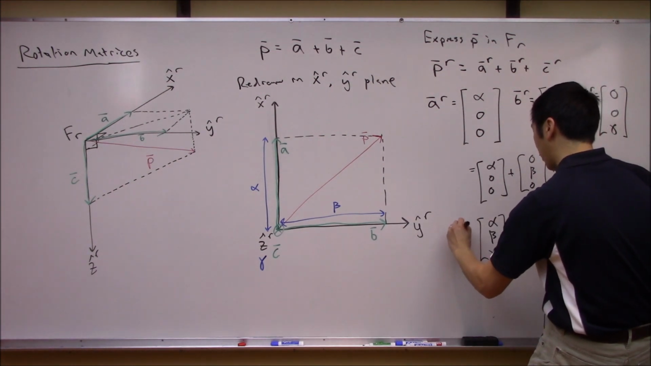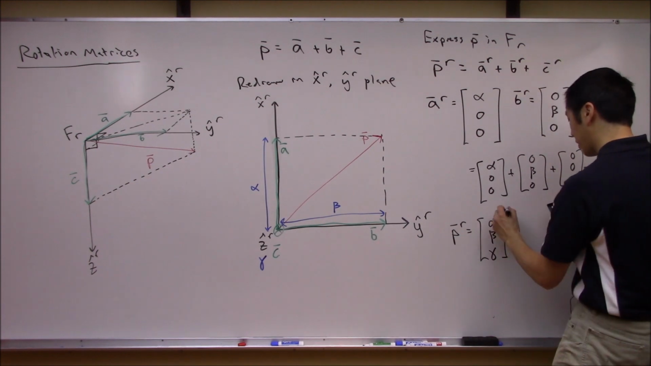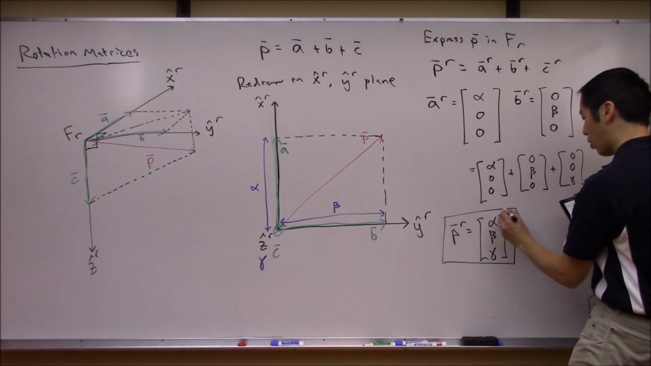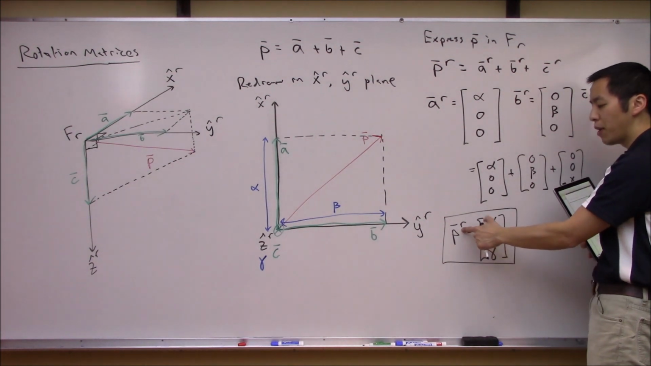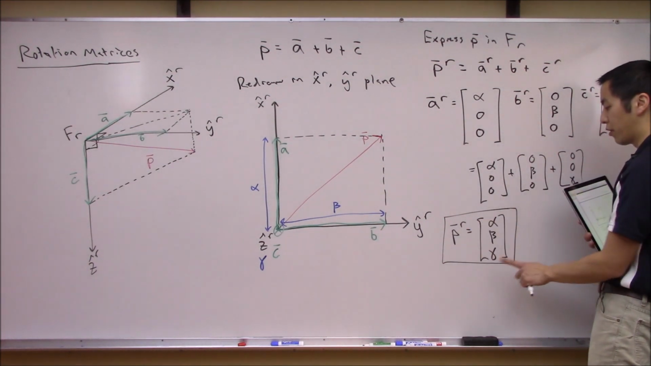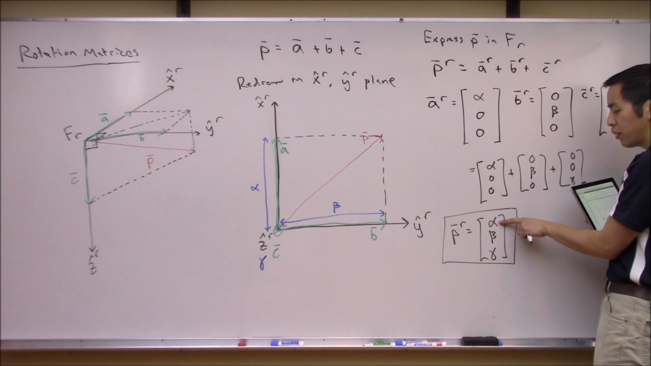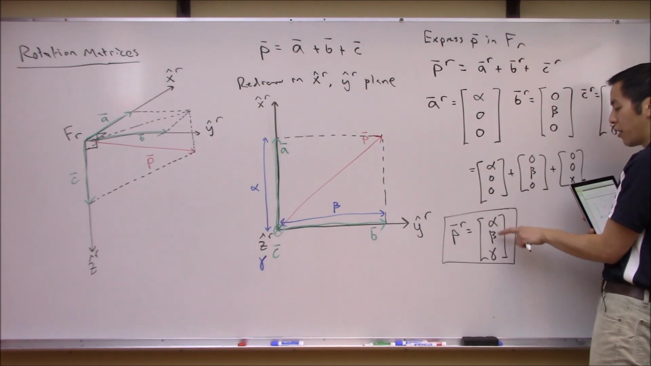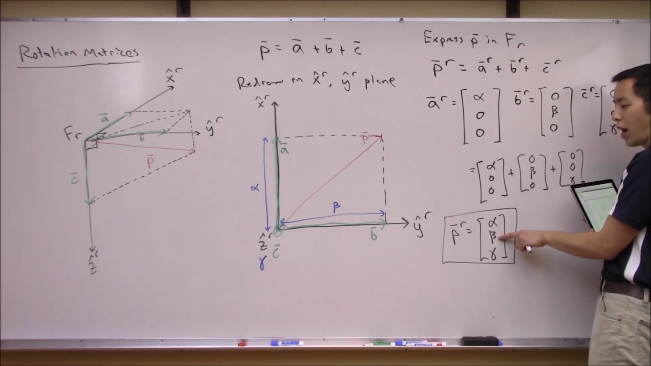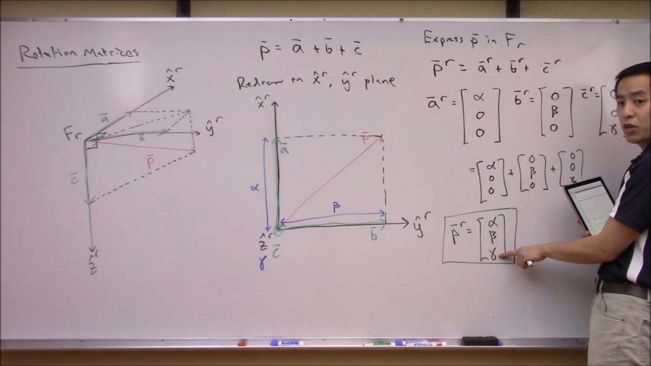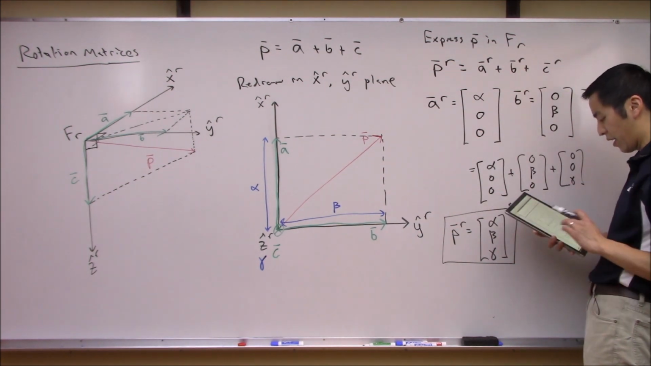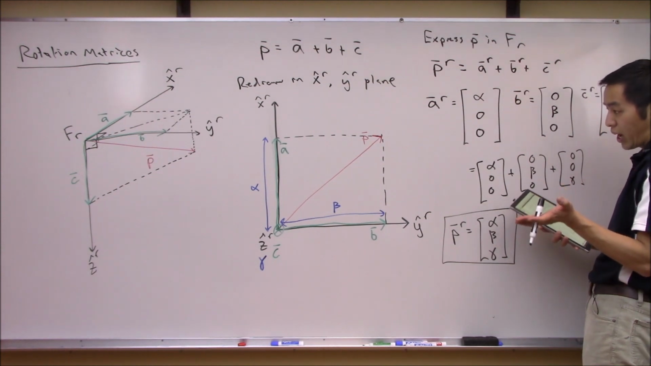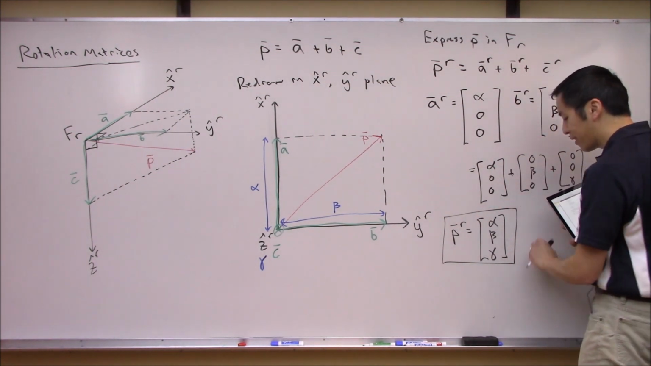This is how you would describe this red vector P if you wanted to describe it numerically using frame F R here. It says you go alpha units in x hat R, then you walk beta units in y hat R, and then you walk gamma units in z hat R, and that will get you from the base of the vector to the tip of the vector here. Okay, that's great. So let's box this up and save it.